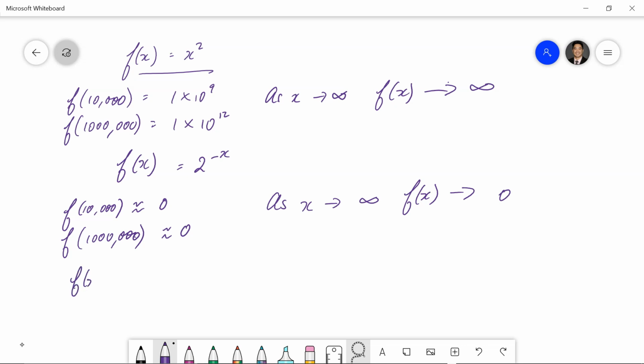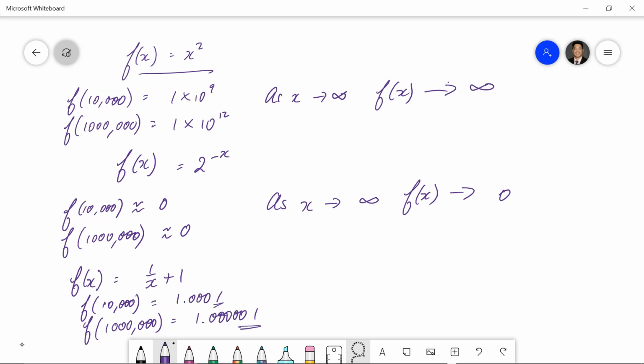Maybe a third example, if we had f of x is equal to 1 over x plus 1, and we did exactly the same thing and substituted x for 10,000, you'll end up getting a value very close to 1. And then if we replaced it with a million, we'll end up getting something even closer. So we could see that it's approaching 1. It's not really hitting 1 at all, but it's getting very, very close to that. So we could also say that as x increases towards infinity, the function also approaches 1. Okay, so that's just some descriptions in terms of features of the functions. When you substitute values, you get a gist of what's actually happening.